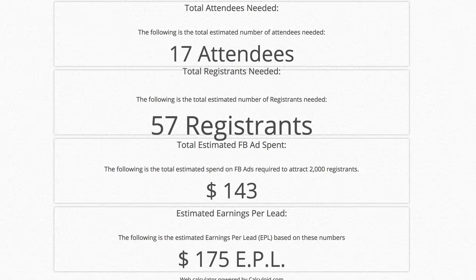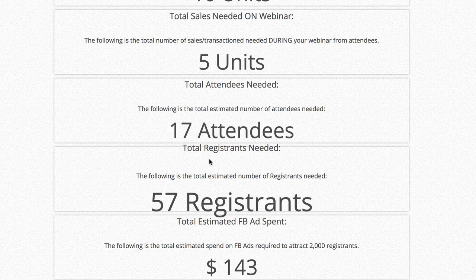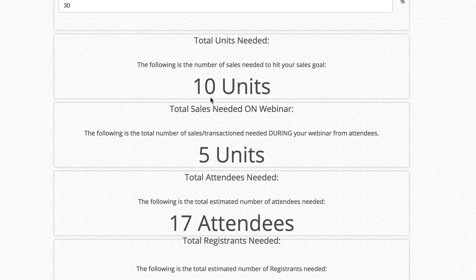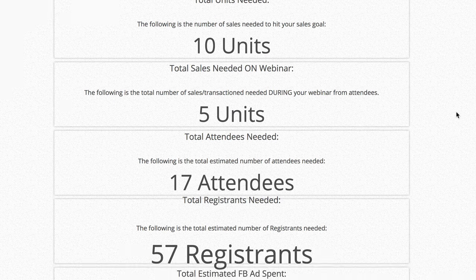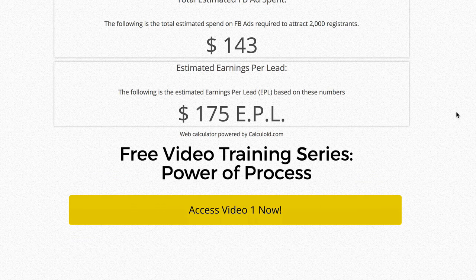Listen, these numbers are essential. If you're going to run a webinar, you need to know how many registrants you need, how many attendees, how many you're going to sell on the webinar, how much you're going to sell after, your conversion rates, your performance rates. It's so important. This calculator helps.